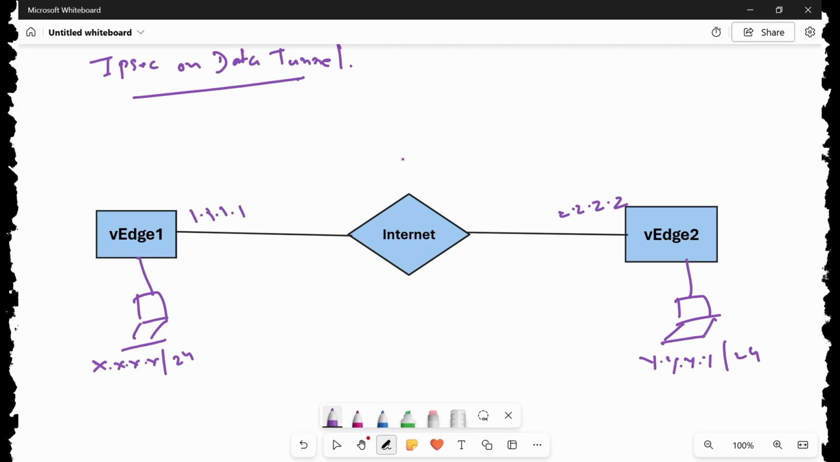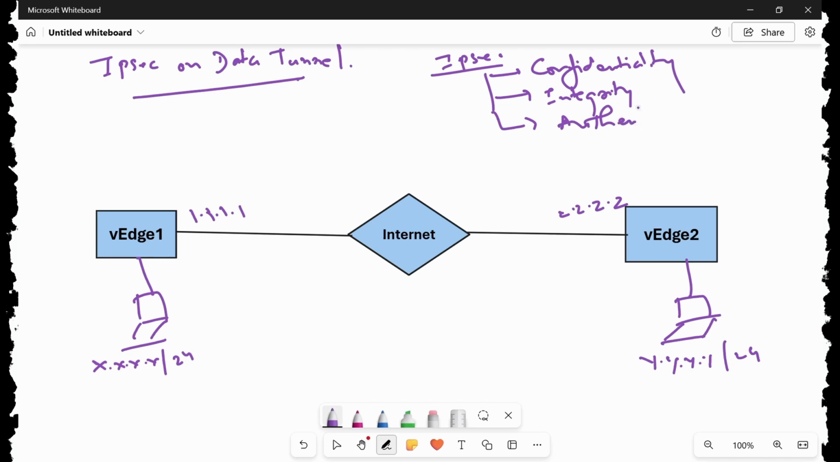Through IPsec, we can also achieve confidentiality, integrity, and the last one is authentication.